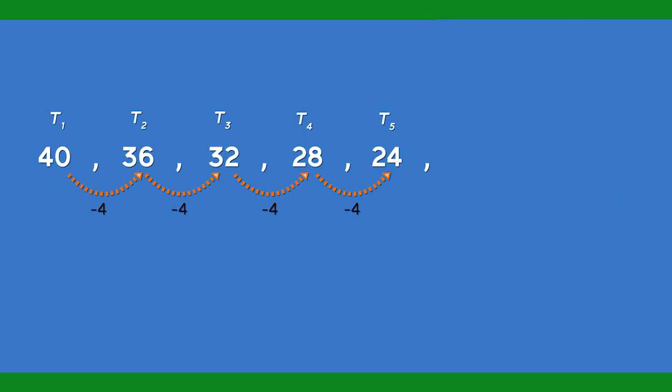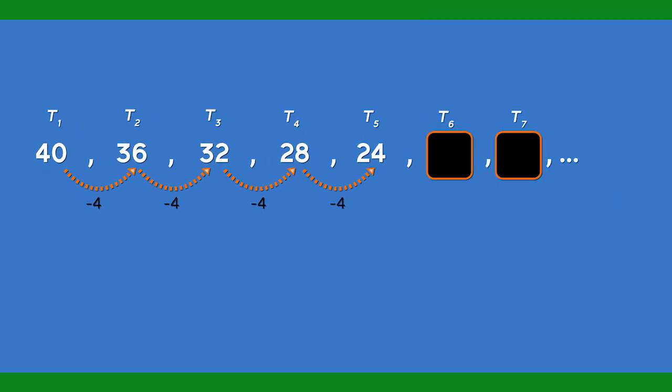So, what are the next 2 terms after 24? To find the 6th term, we subtract 4 from 24 and we get 20. How about the 7th term? To get the 7th term, we subtract 4 from 20 and we get 16.